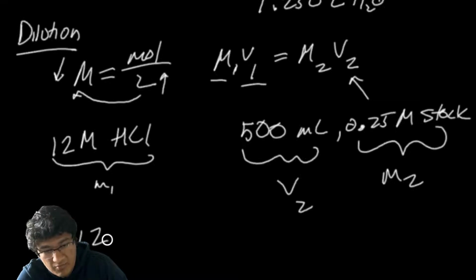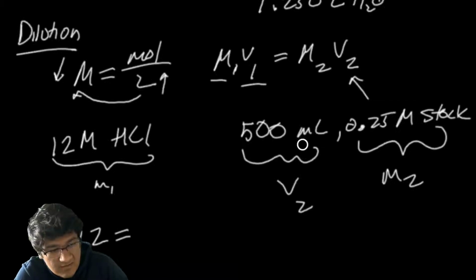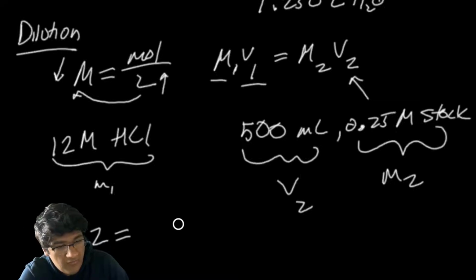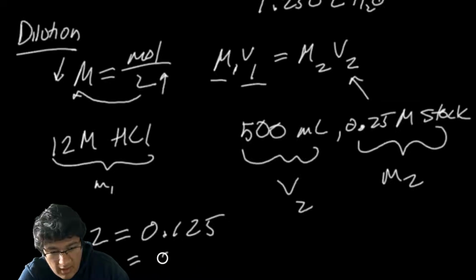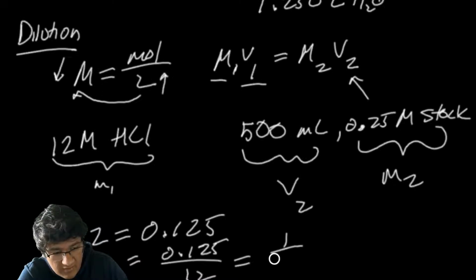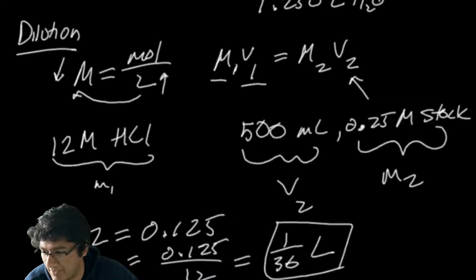So we would have to set up 12 times V1, and I'm going to convert this to liters, is equal to 0.5 times 0.25. I can do that in my head. It's 0.125. Then solve for V1: 0.125 divided by 12 is 1/8 over 12, so basically like 1/36 of a liter. I'm not going to do that.